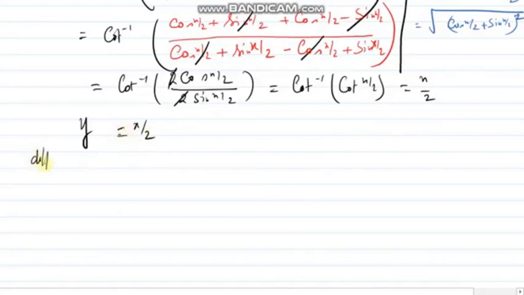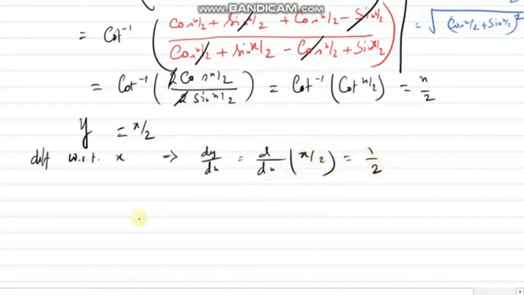So differentiating this with respect to x, can we write dy/dx will be equal to d/dx of x divided by 2, which is equal to half. Please make sure that you apply the trig formula properly. There are many sums on differentiation of inverse trig functions.